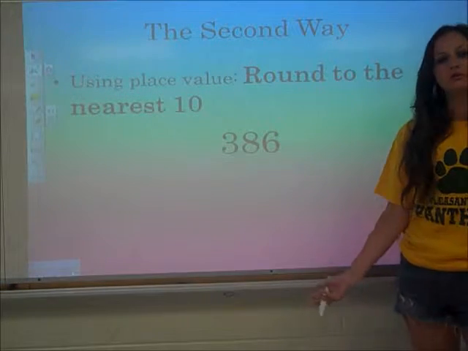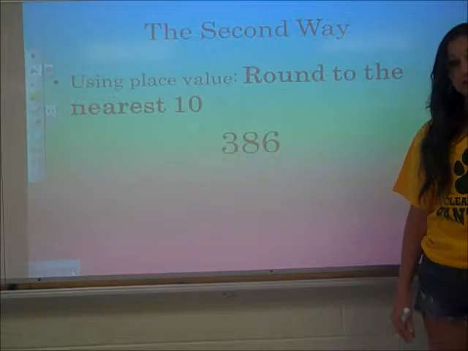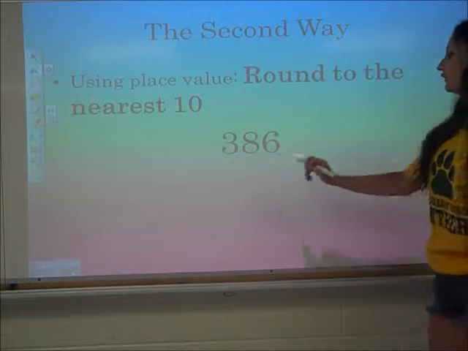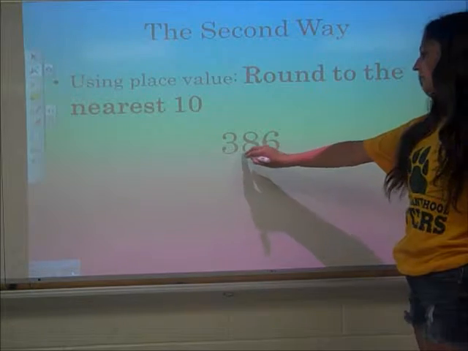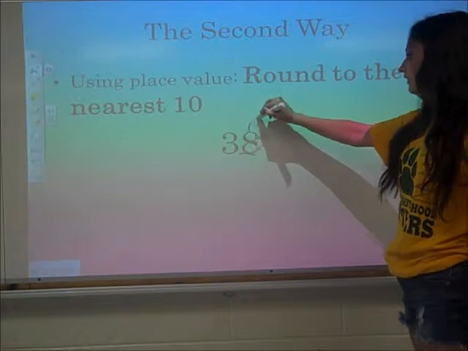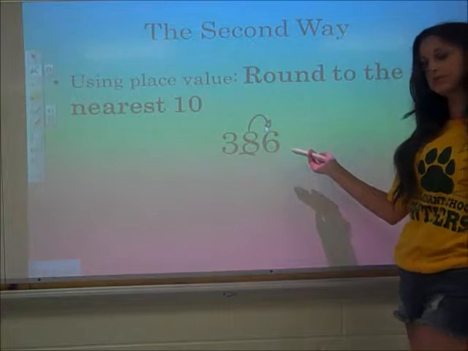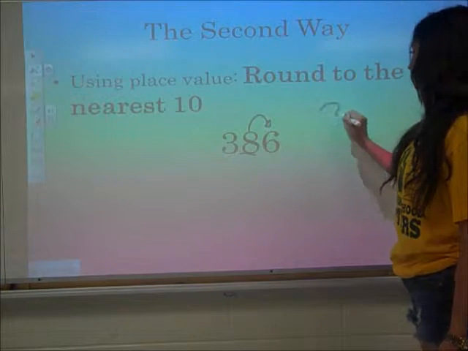So we can also use place value as a way to figure out rounding. So say you have the number 386 and you have to round it to the nearest 10. You look at the rounding number, which in this case is 8, and then you look 1 to the right of that, which is 6. Since 6 is above the midway point, which is 5, you round up and your answer is going to be 390.